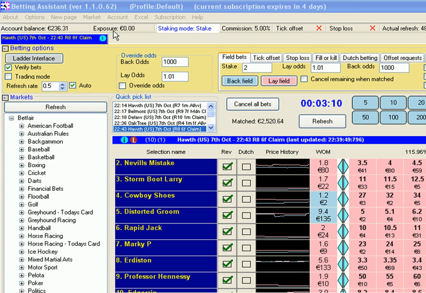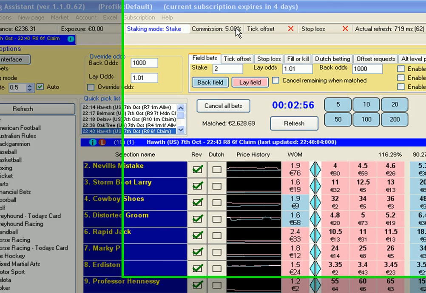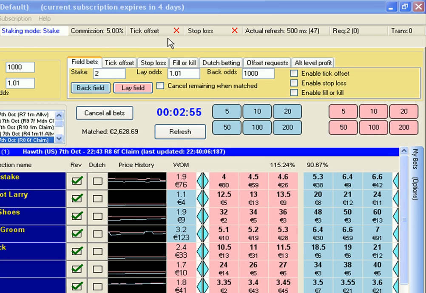Exposure is what it would be if you had a losing trade, or if you were gambling and you were risking your money. That would come up as the minus figure there. Commission, this is basically on every winning bet that I have. This is the amount of money that Betfair take off me as a commission for winning. If I lose or have a losing trade, they don't take anything. They only take it from the winner.